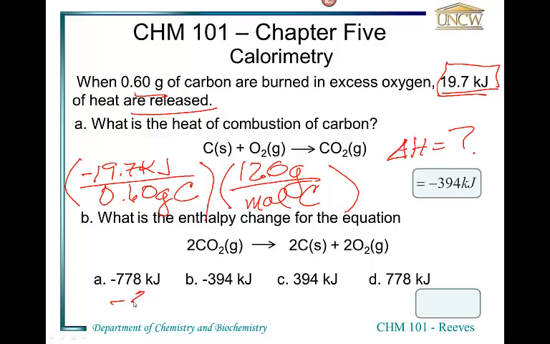Okay, we got minus 394 kilojoules in the forward direction, making a mole of carbon dioxide. But this time instead, we're reacting 2 moles of carbon dioxide. So the second equation is both turned around and doubled. We turn it around, that means we change the sign, and we double it, means we double also the enthalpy. So minus 394 times minus 2 makes the enthalpy change for the second reaction plus 778 kilojoules.